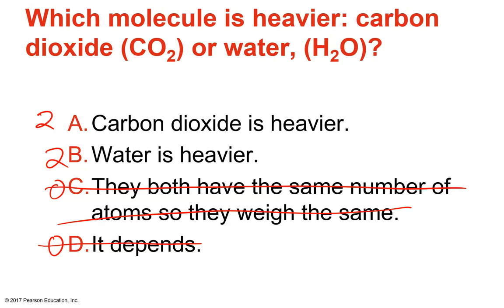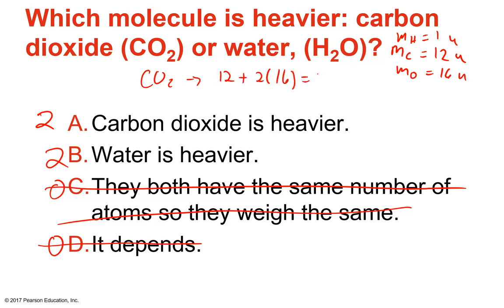So just to write here the math that we just did, the mass of carbon was 12 atomic mass units. Mass of oxygen was 16 atomic mass units. Mass of hydrogen was 1 atomic mass unit. So CO2 was 12 plus 2 times 16 equals 44 atomic mass units. And H2O was 2 times 1 plus 16 equals 18 atomic mass units.